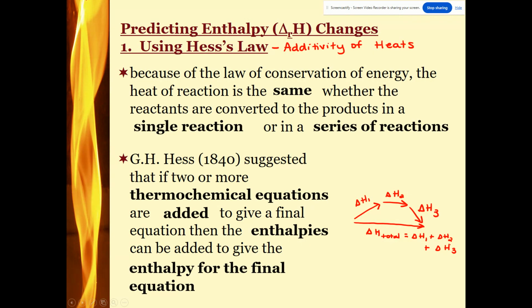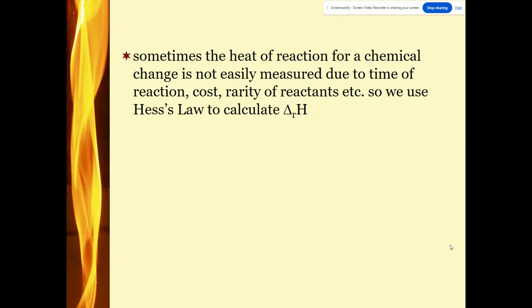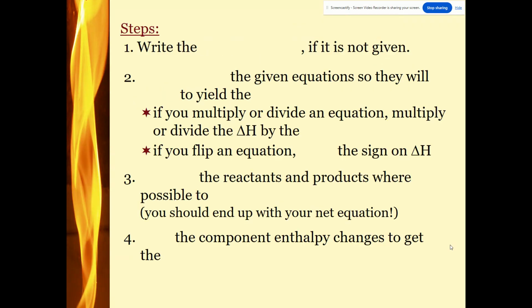But sometimes we have to manipulate our reactions. So that's what we're going to focus on. The reason we're doing this is because sometimes reactions take too long, they're too expensive, or the reactants are too rare, so Hess's law gets used. And there's actually a lab that we'll do to calculate the amount of energy released when magnesium burns, which is not easily measured. So the first thing you need to do is figure out what is the net reaction that I'm trying to get to.